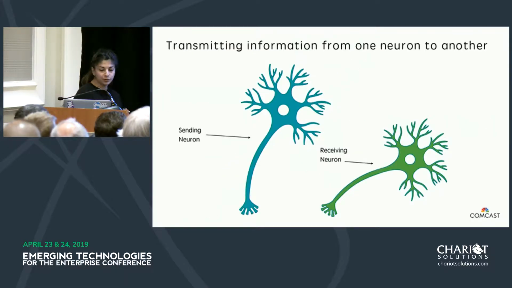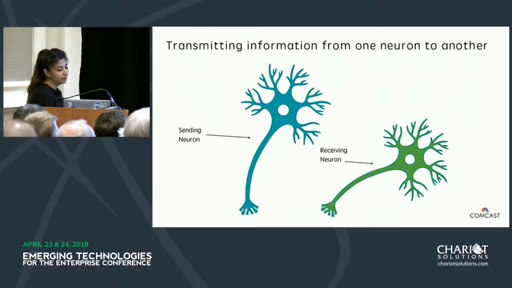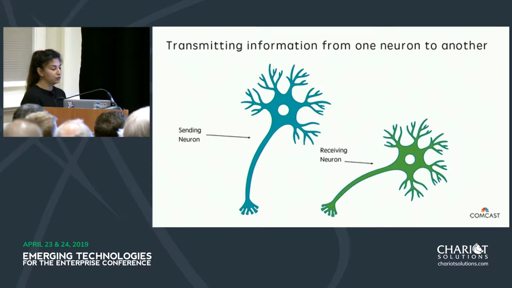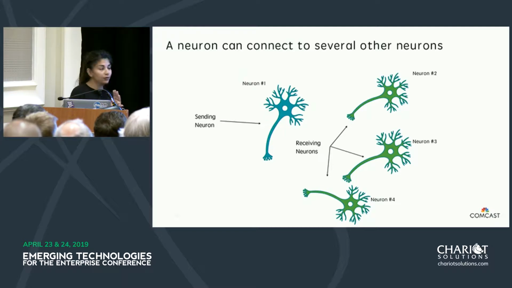And transmitting information from one neuron to another is obviously how our nerve cells work. You'll see this teal neuron at the top is sending information to a target neuron at the bottom. And then, of course, one neuron can send information to multiple neurons, the receiving neurons or the target neurons.